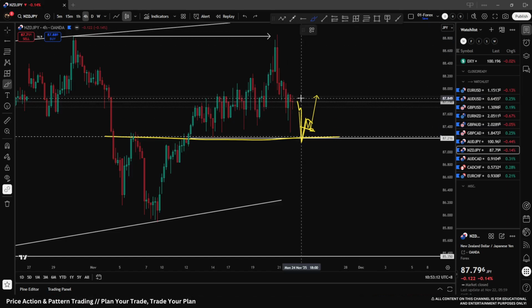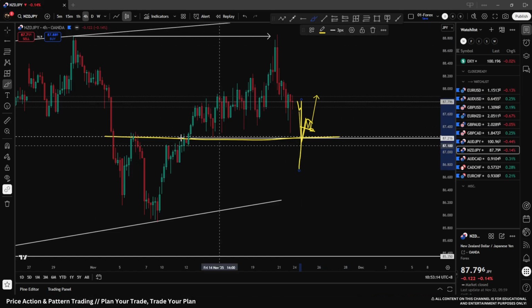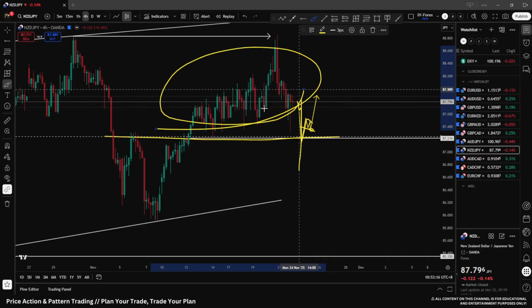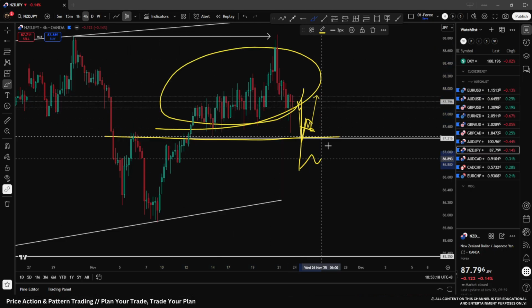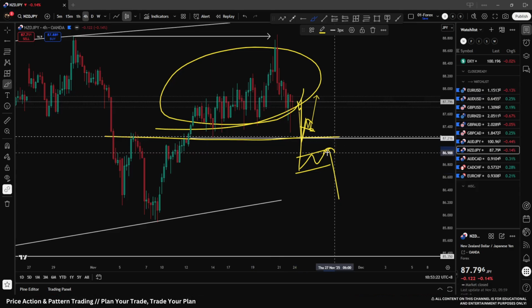However, if we see price gaining bearish momentum, breaking out of this more corrective price action, followed by a bearish continuation below all of this, I would change my bias and enter a short in this area.